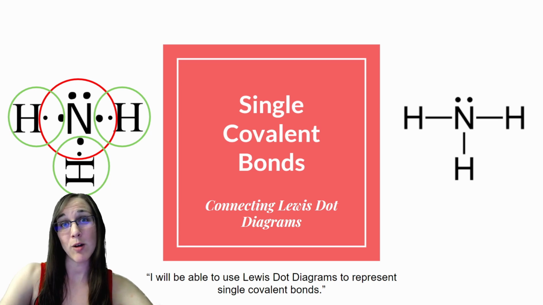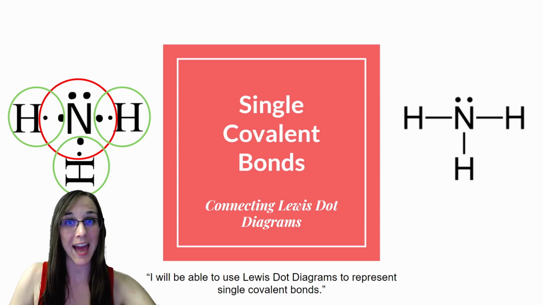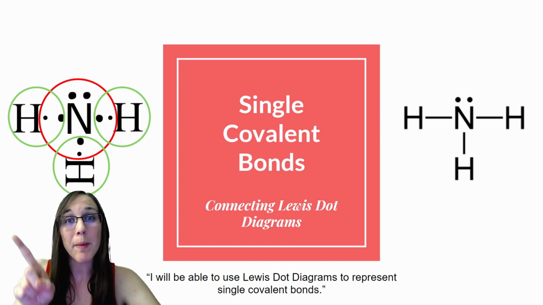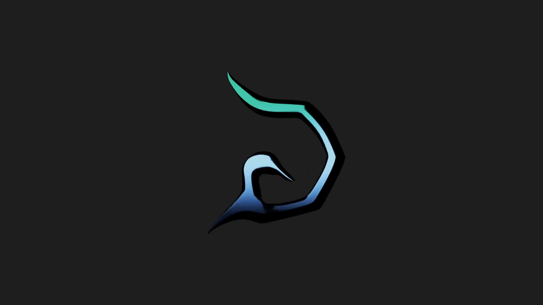Today we're talking about single bonds, just one bond between atoms. By the end of this video, you should be able to connect two atoms together using a single bond and Lewis dot diagrams.